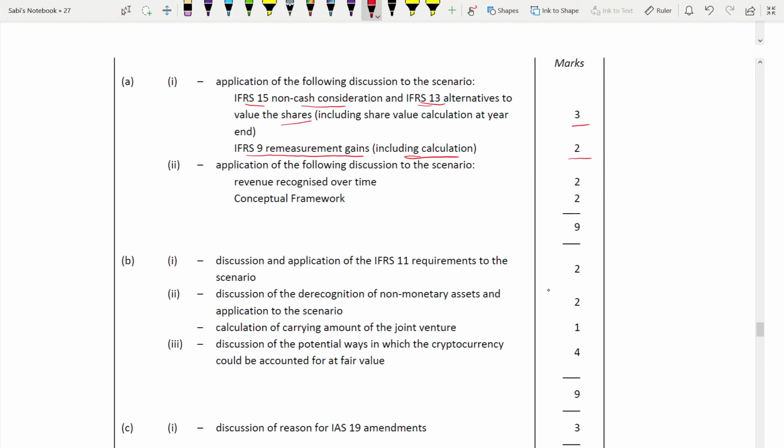Then revenue that has been recognized over time 2 marks, conceptual framework another 2 marks. Okay, because that equity was IFRS 9, so that remeasurement gain also 2 marks.